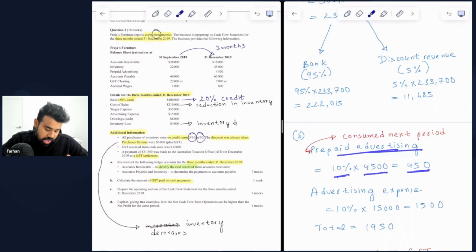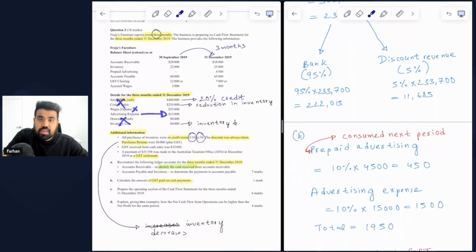Then you can check the other information that we're given here. And you can see we already understand wages are not relevant. Neither are these two lines, the sales or the cost of sales, but the advertising expense should be, which is $15,000. So for the advertising expense of $15,000, we multiply 10% GST on top, and we get $1,500, which gives us the total GST for cash payments to be $1,950.